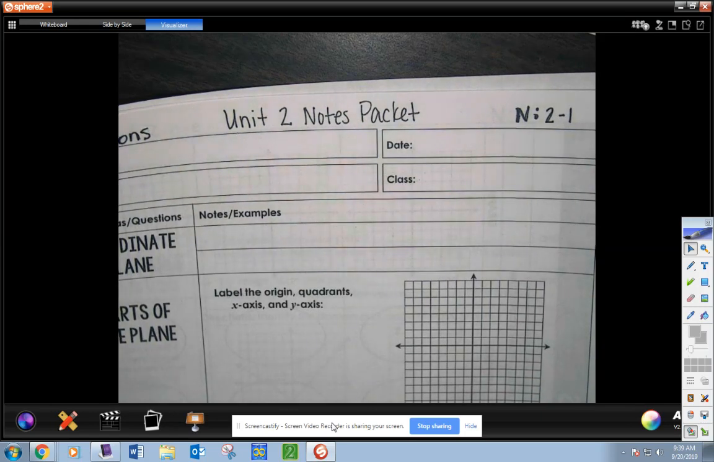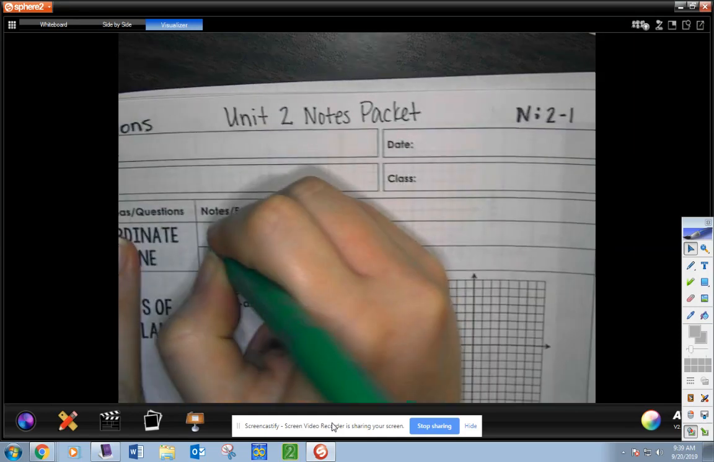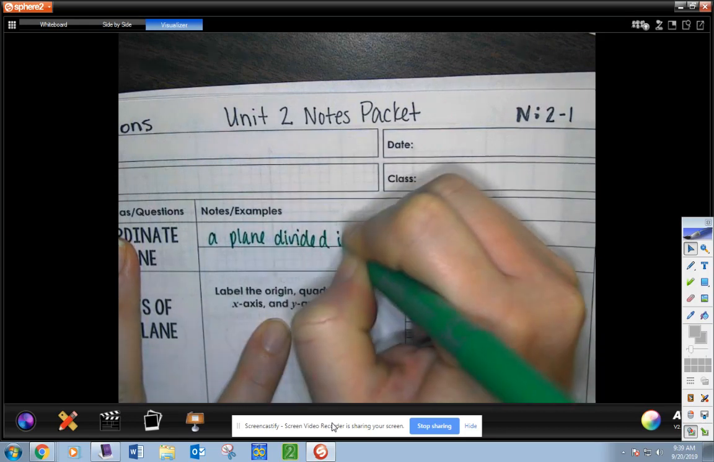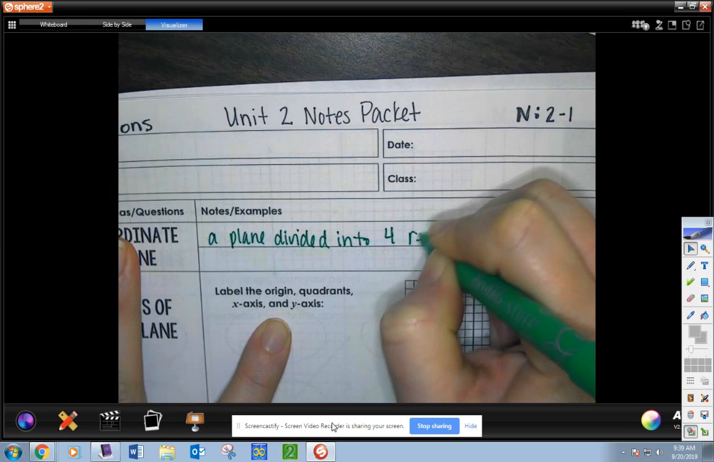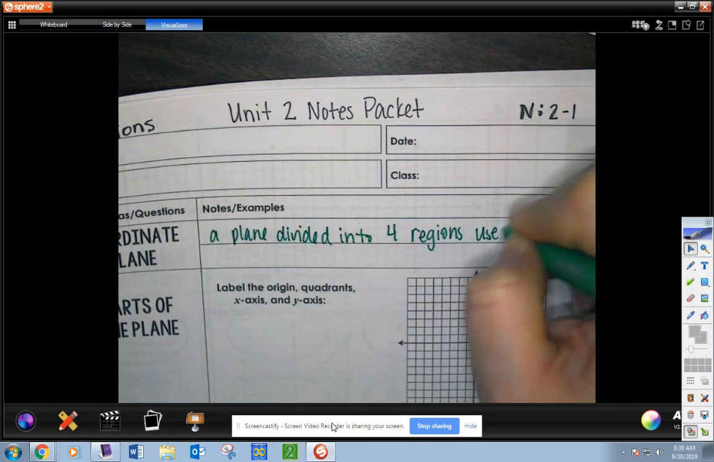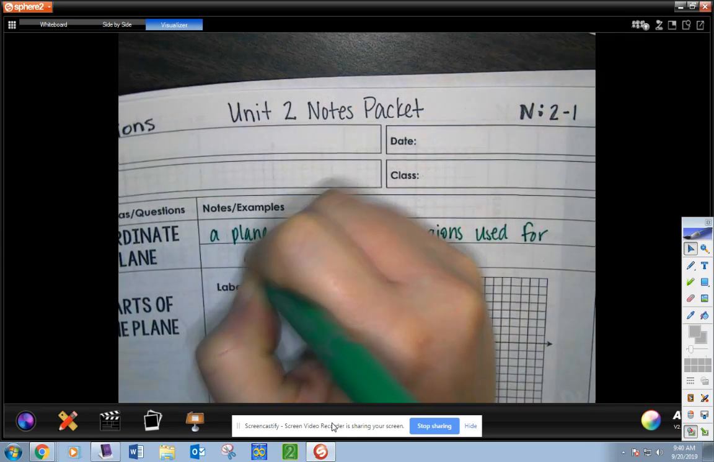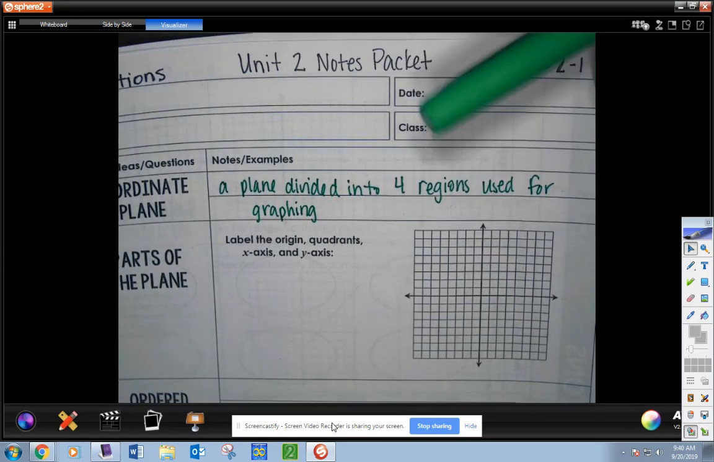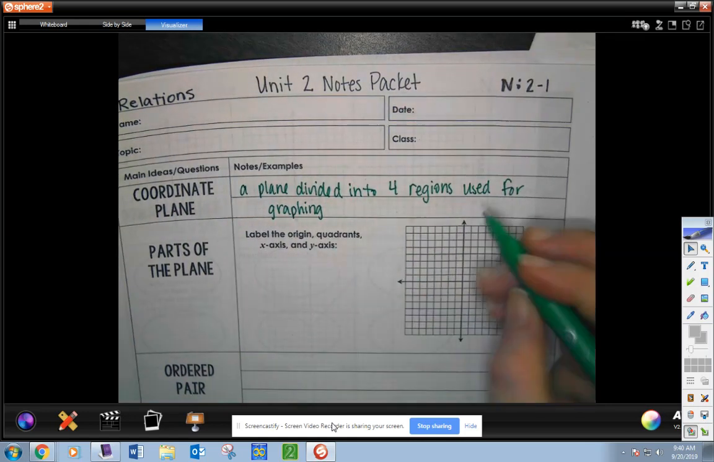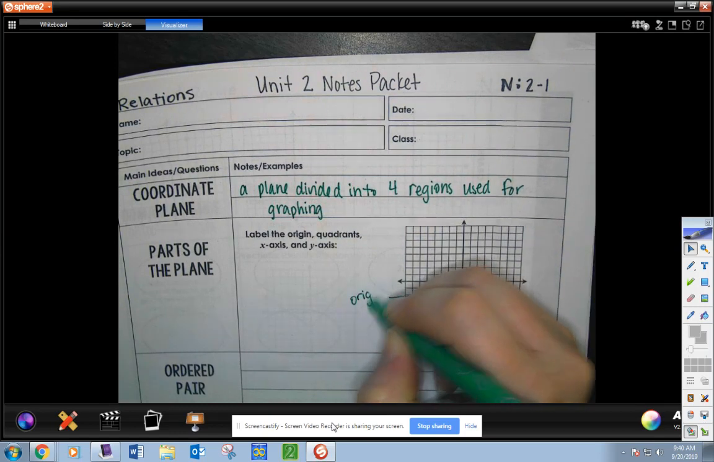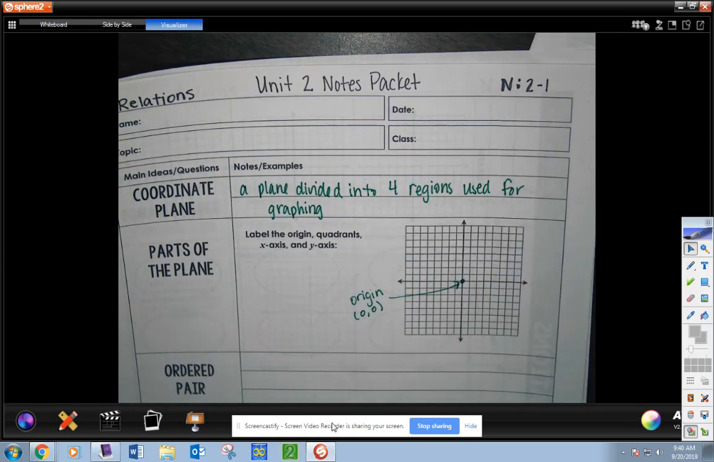Okay, so first off, a coordinate plane is just a plane divided into 4 regions used for graphing. Now, there are several parts to the plane. Some of these parts right here, they want you to label them. The origin is always right in the middle, and we call that (0, 0). (0, 0) is where you always start your points. You start everything from here.